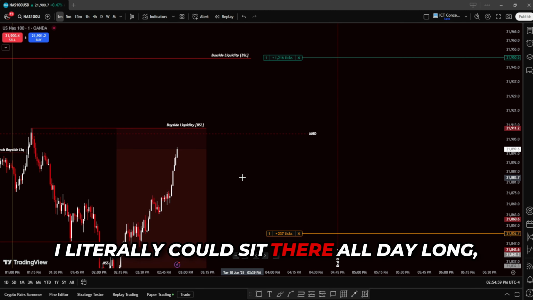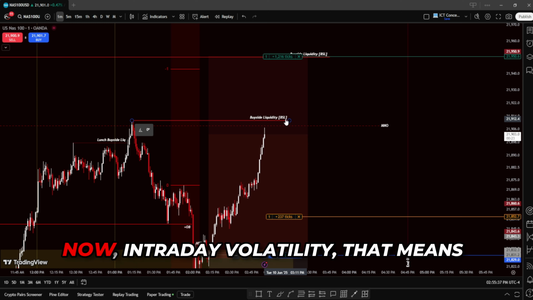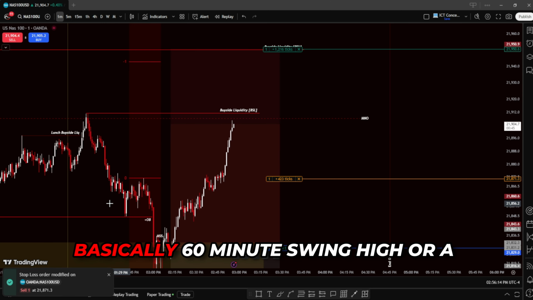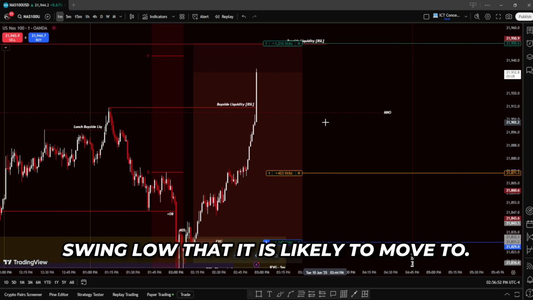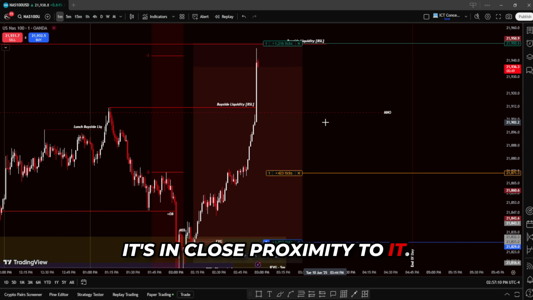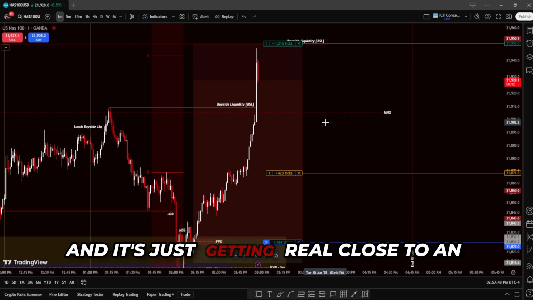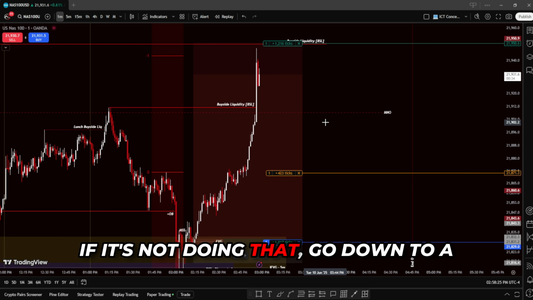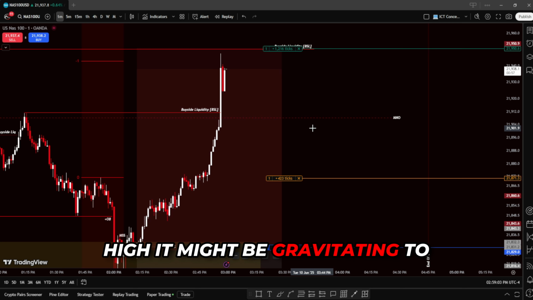I literally could sit there all day long and trade just intraday volatility, just doing what I just told you. Now, intraday volatility means you're going to be looking for an hourly, or basically 60-minute, swing high or swing low that it is likely to move to, in close proximity to it. It's been going up for the last couple of hours or so, and it's getting real close to an obvious 60-minute high. If it's not doing that, go down to a 15-minute time frame and look for a swing high that it might be gravitating to.